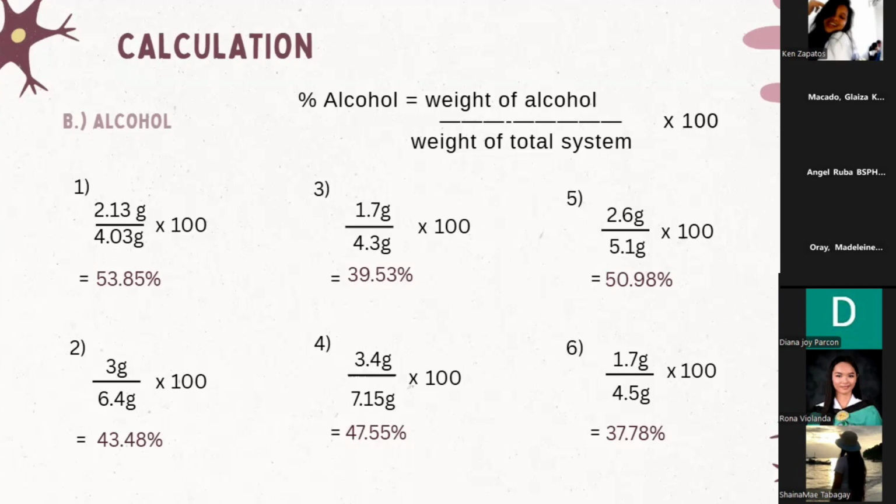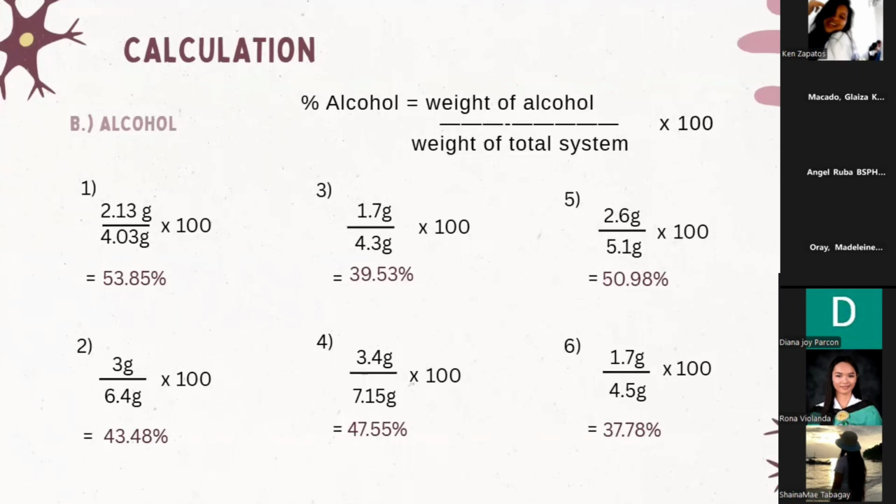For system 1, 2.13 grams divided by 4.03 grams multiplied by 100 is equal to 53.85%. For system 2, 3 grams divided by 6.4 grams multiplied by 100 is equal to 43.48%. System 3, 1.7 grams divided by 4.3 grams multiplied by 100 is equal to 39.53%. For system 4, 3.54 grams divided by 7.15 grams multiplied by 100 gives us 47.55%.